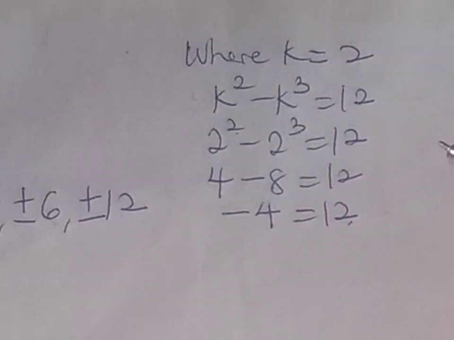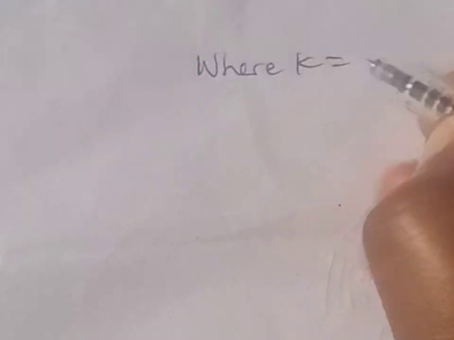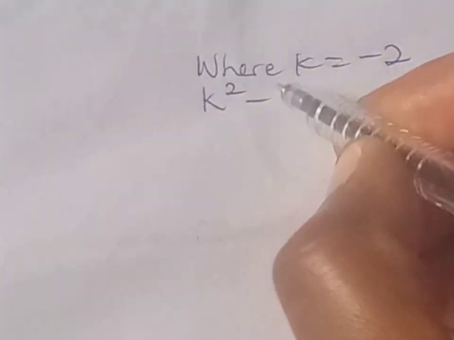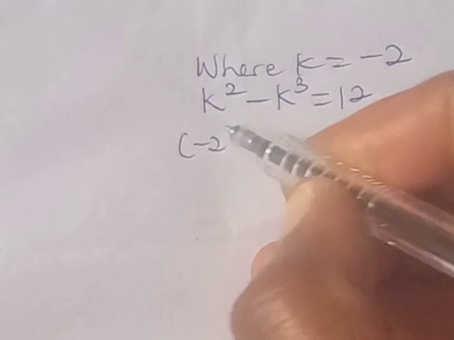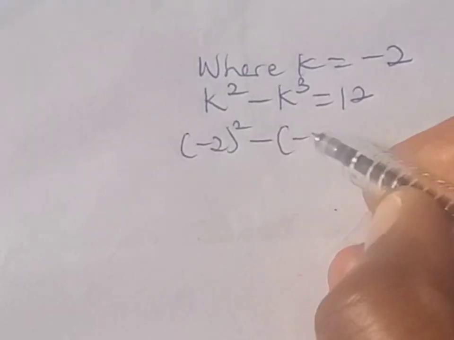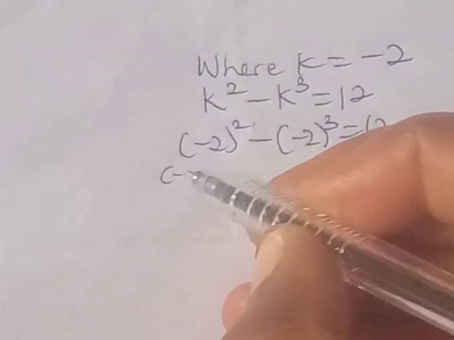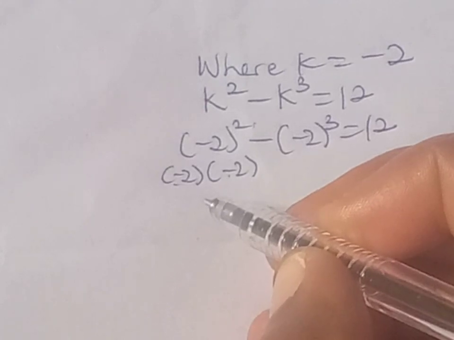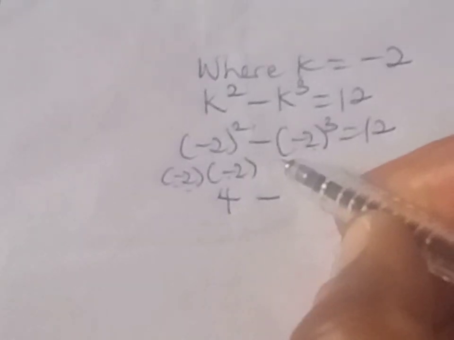Now let's try another one, which says k equals minus 2. So where k equals minus 2, our expression again, k squared minus k cubed equals 12. So we have it as what? Minus 2 squared minus minus 2 cubed equals 12. Minus 2 squared means minus 2 multiplied by minus 2. Minus times minus will give us a positive. 2 times 2 will give us 4. Minus 2 cubed will give us what?